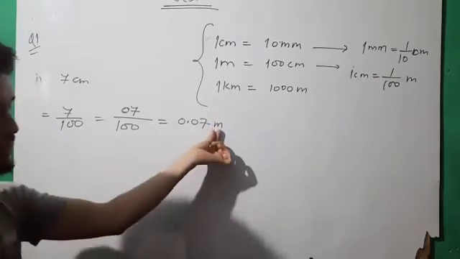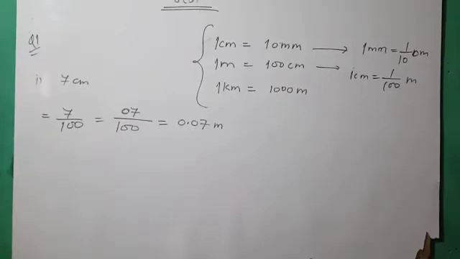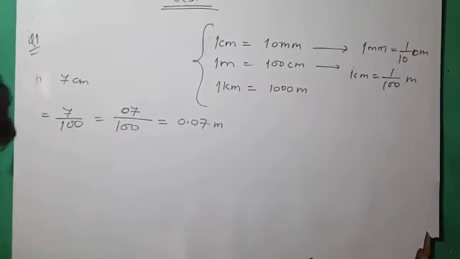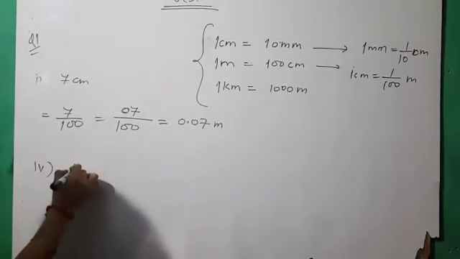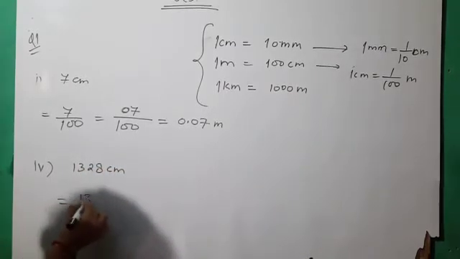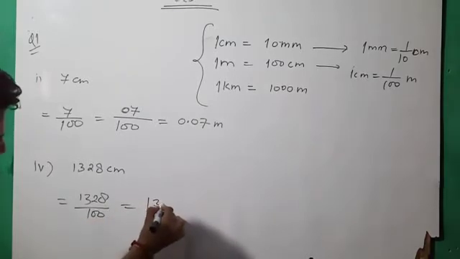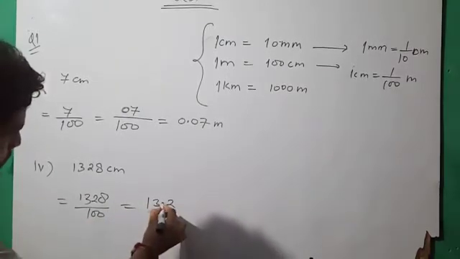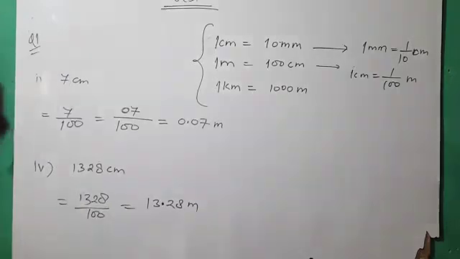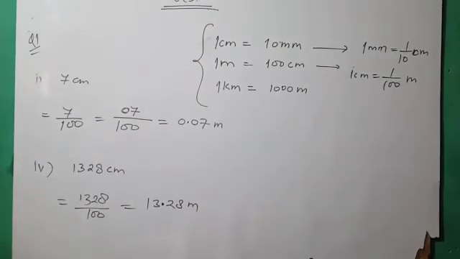So the unit is very, very important. If you don't place the unit, then the answer is wrong. Okay, so the last part of this question is 1328 centimeter. Just divide it by 100. So 1328 upon 100 is 13.28 meter.